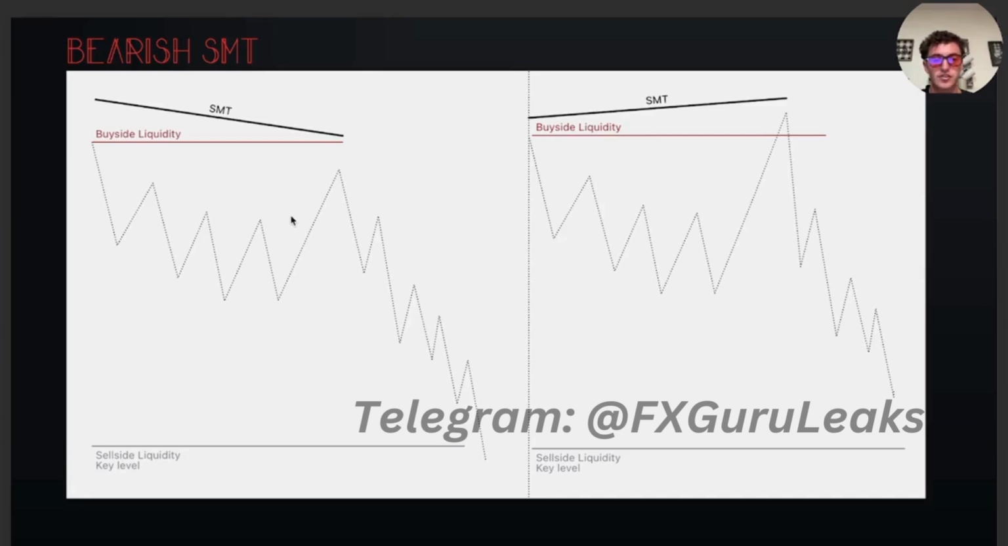That's why SMT divergence is so key, because the run that price is going to provide on the delivery to your target low is going to be much quicker and reach first, before the pair that actually has the higher high. So in a bearish market, you want to short the pair that makes a lower high compared to the one that makes a higher high.